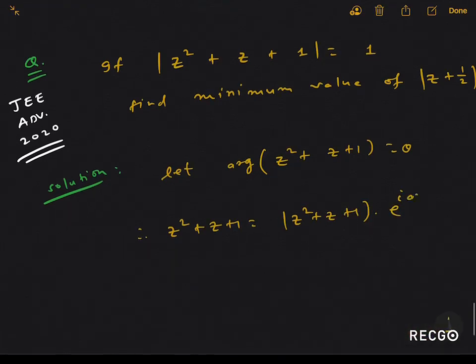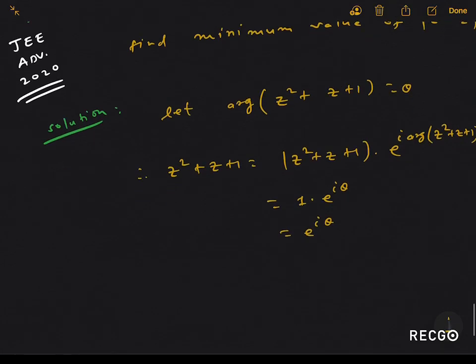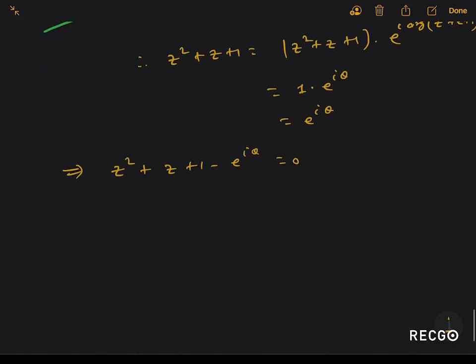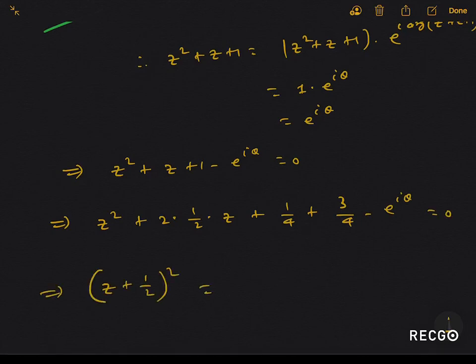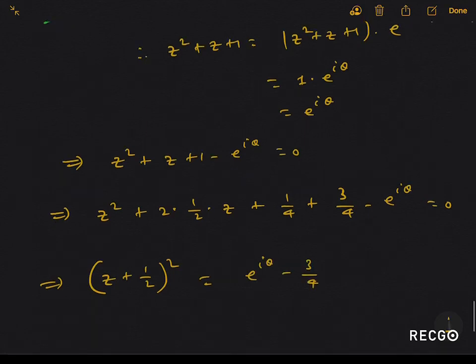In Euler form, any complex number can be written as mod into e to the power iota times its argument. So mod of z square plus z plus 1 as given is 1, and I have assumed that argument is theta, so 1 into e to the power iota theta is e to the power iota theta. So z square plus z plus 1 is equal to e to the power iota theta. Taking e to the power iota theta to the LHS, we get z square plus z plus 1 minus e to the power iota theta is equal to 0, and completing the square here, z plus 1 by 2 whole square is equal to e to the power iota theta minus 3 by 4.